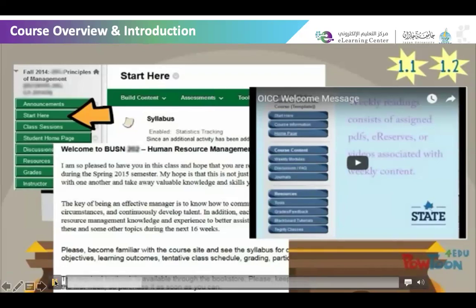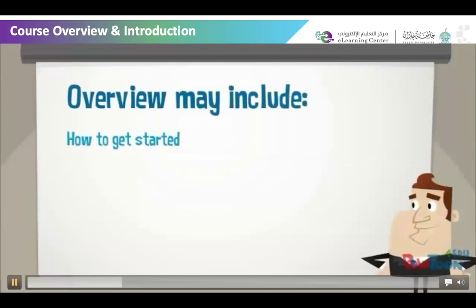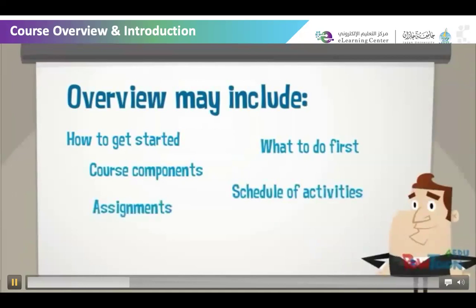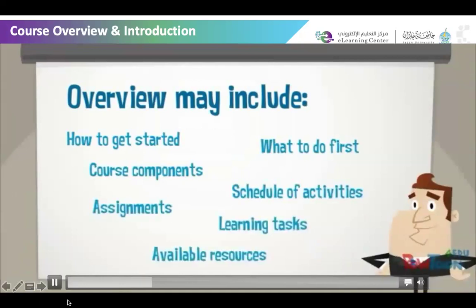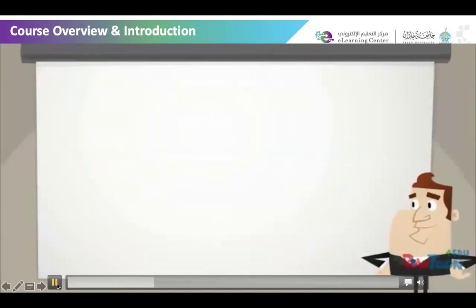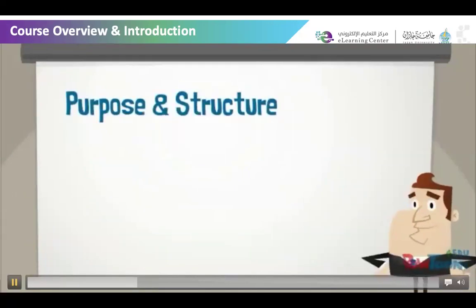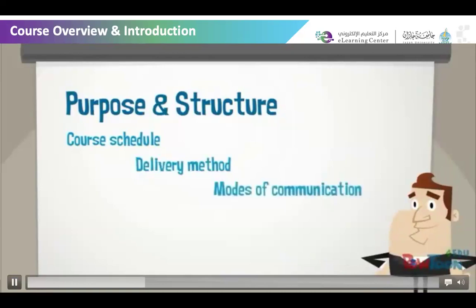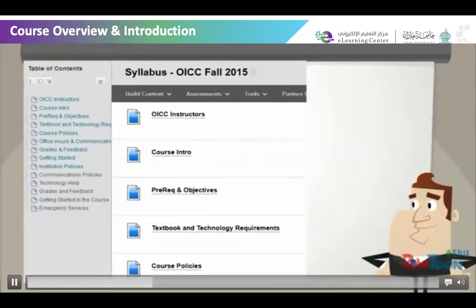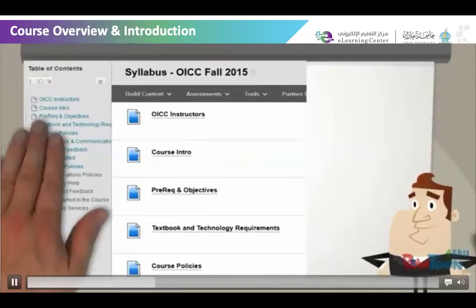This information, the overview, may include how to get started, what to do first, where to find several course components, the schedule of activities and assignments, learning tasks, and available resources. In addition, learners should be introduced to the purpose and the structure of the course by explaining the course schedule, the delivery method, whether it is an online, blended, or hybrid course, the modes of communication, types of learning activities, and how learning will be assessed. A well-written syllabus contains all these and some additional elements.